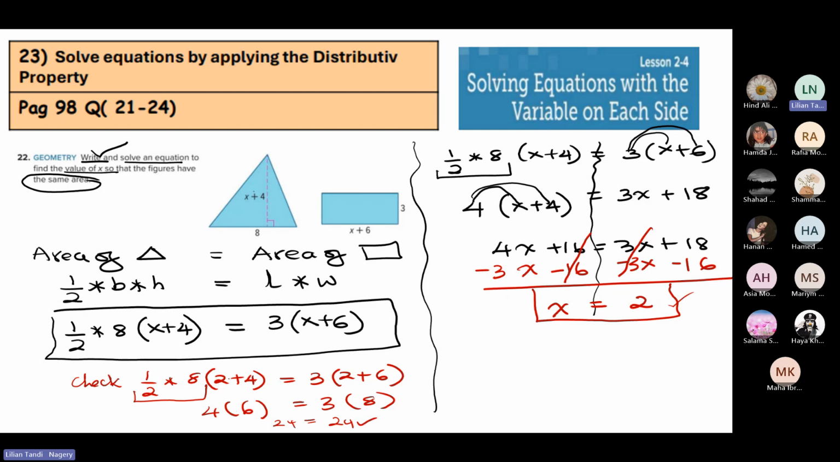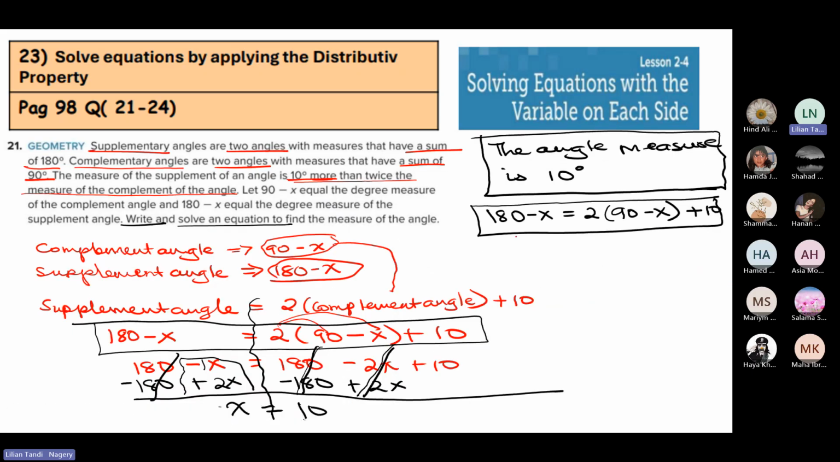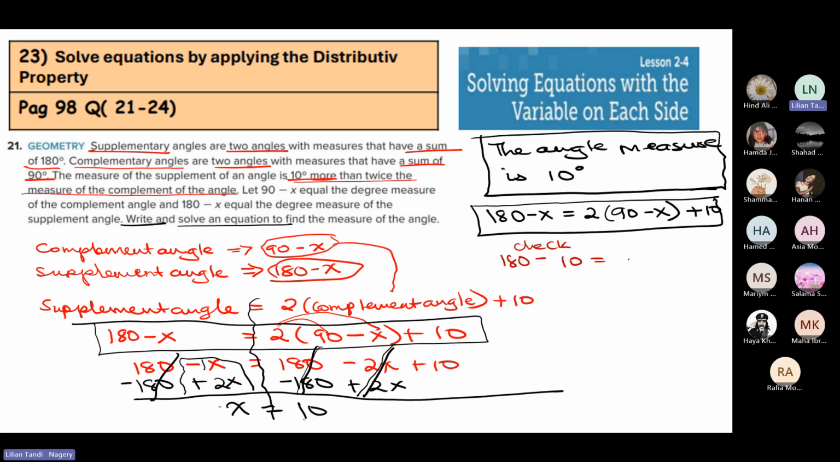Okay? Even here, you should have checked. Let's check. What was our x? Our x is 10. 180 minus 10 equals 2 times 90 minus 10 plus 10. 180 minus 10 is 170. And this will be 2 times 80 plus 10. 2 times 80 is 160 plus 10 is 170. So 170 equals 170. So we know we are correct. Okay?